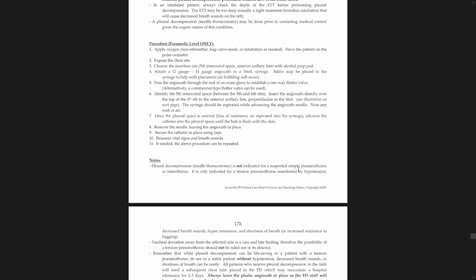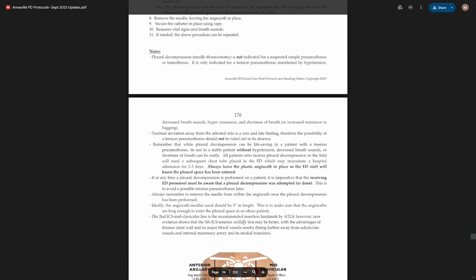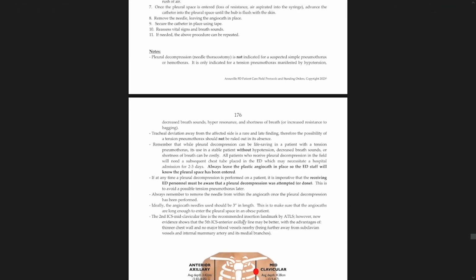Secure the catheter in place using tape. Reassess vital signs and breath sounds. If needed, the above procedure can be repeated. Note, pleural decompression is not indicated for a suspected simple pneumothorax or a hemothorax. It is only indicated for a tension pneumothorax manifested by hypotension, decreased breath sounds, hyperresonance, and shortness of breath, or increased resistance to bagging.